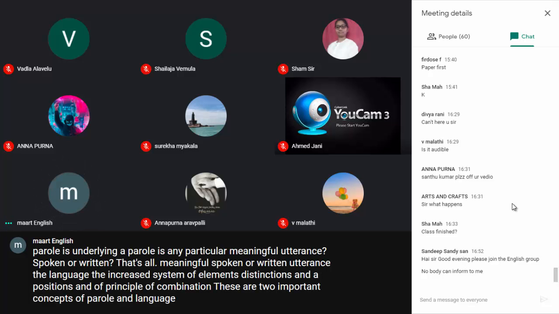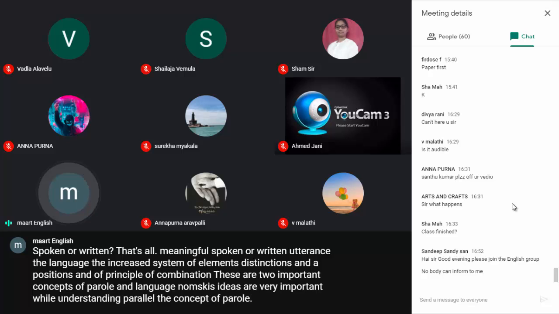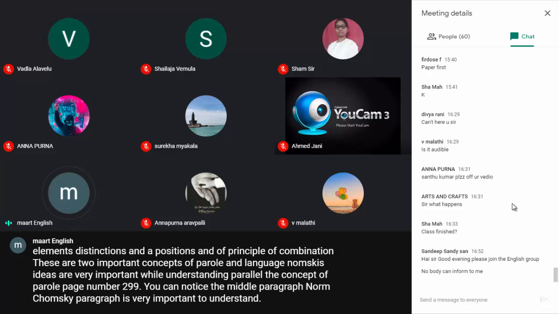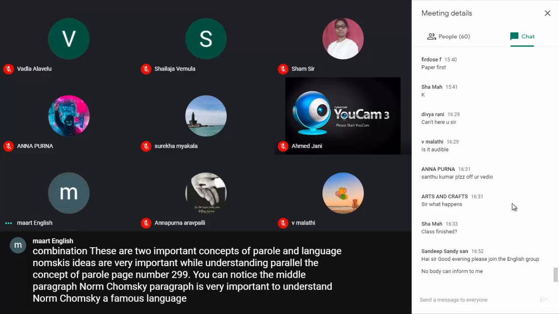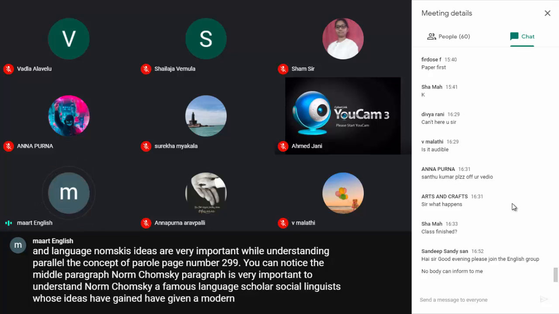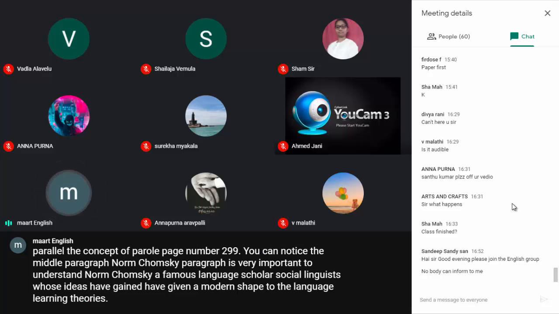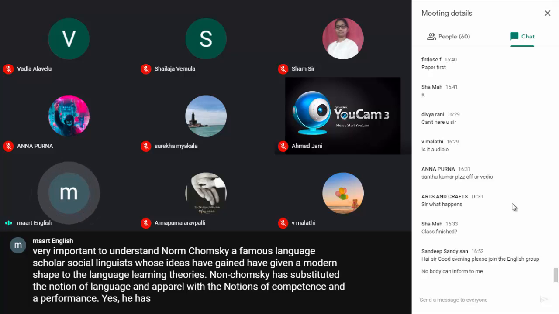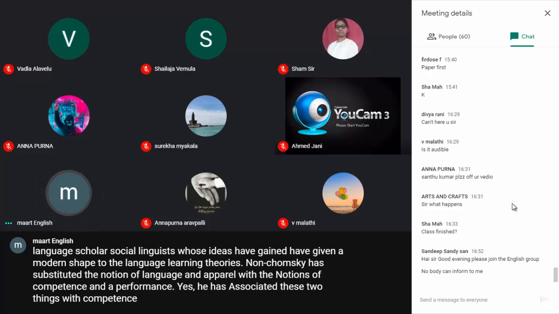Noam Chomsky's ideas are very important while understanding the concept of parole. Page number 299, you can notice the middle paragraph. The Noam Chomsky paragraph is very important to understand. Noam Chomsky, a famous language scholar, whose ideas have given a modern shape to the language learning theories, has substituted the notions of language and parole with the notions of competence and performance. Try to understand the two concepts, competence and performance.